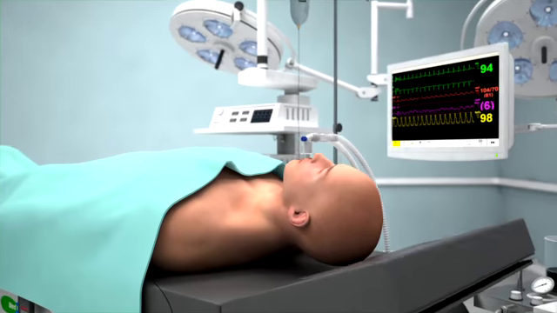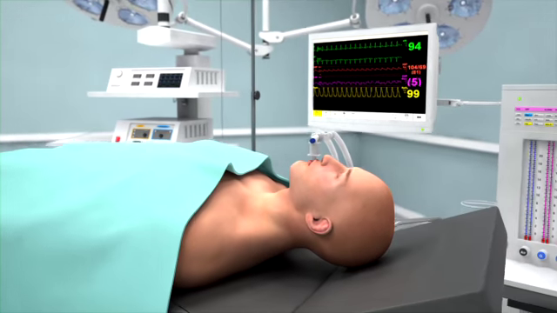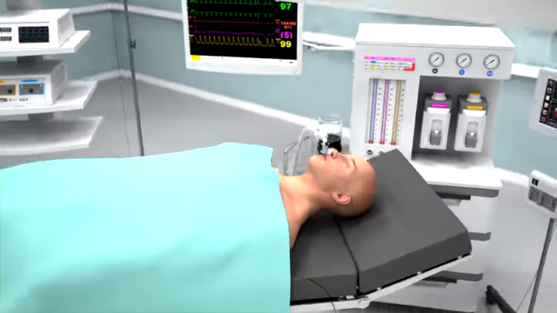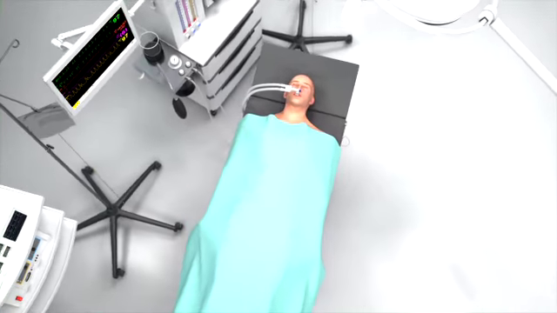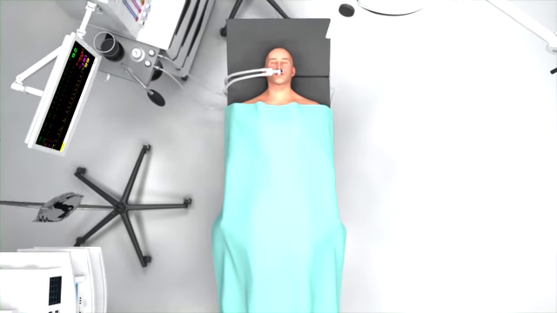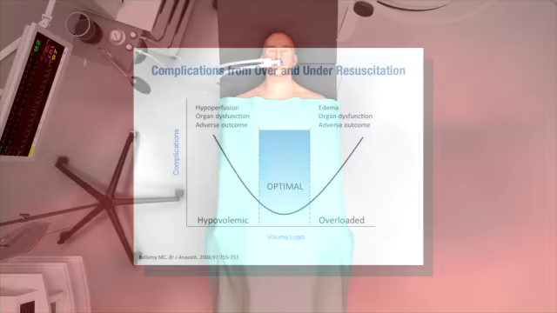Physiologic implications of appropriate resuscitation. Clinical evidence has demonstrated that maintaining proper patient fluid administration during surgery can help minimize recovery time and improve outcomes long after the patient leaves the operating room.